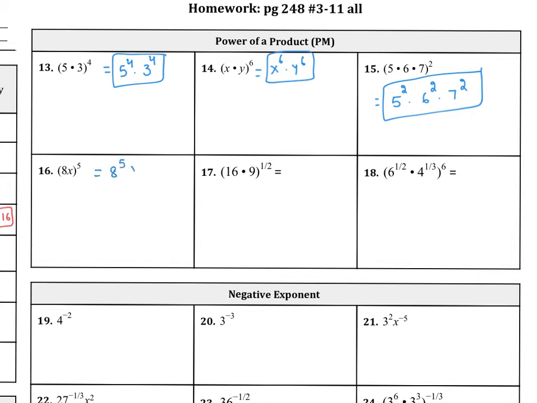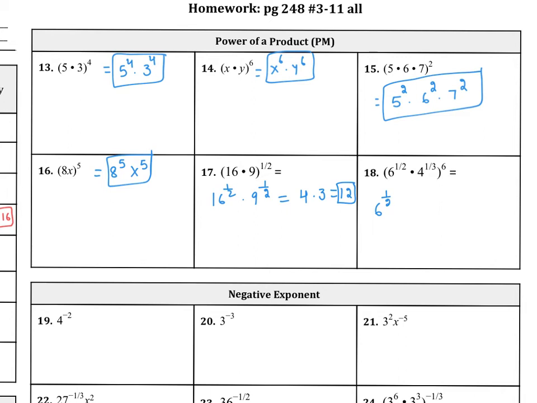8 to the power 5 times x to the power 5. 16 to the power 1 over 2 times 9 to the power 1 over 2. So whenever you have a 1 over 2 as a power, that's going to be square root. So square root of 16 is 4, and square root of 9 is 3. So the answer is 12.